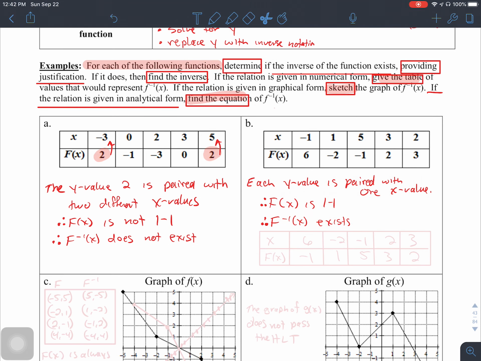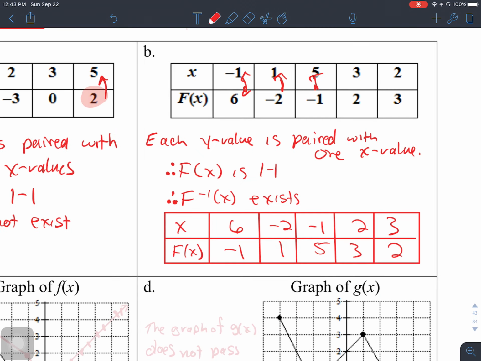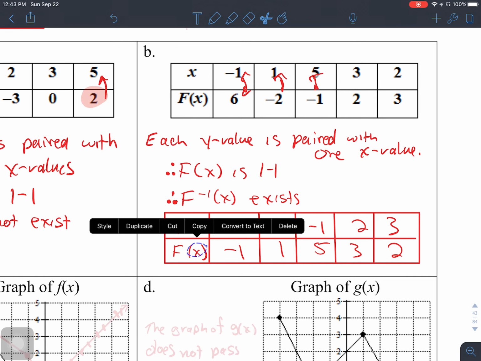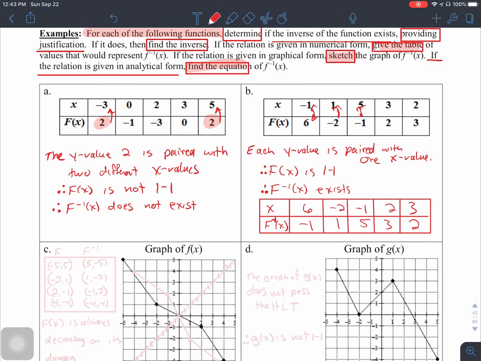So how do you make the table for that? Easy. You just take each of these x and y values and you interchange them. You will get a table like this, and I did miswrite something here. This should be f inverse of x, not f of x. Just switch all the x and y's.